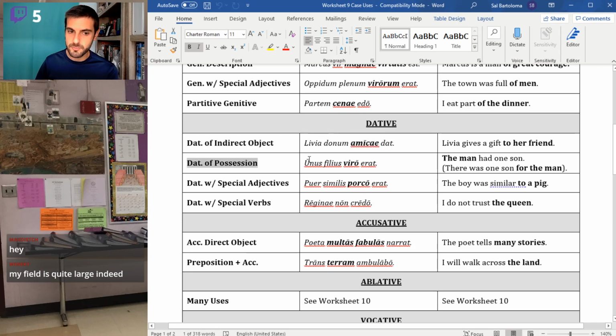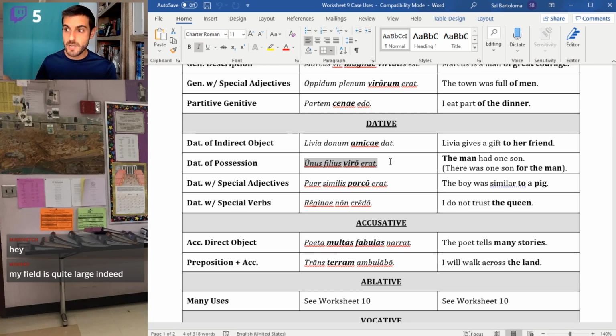Possession: this one's a little funky. This is a weird way that Latin does things. So, unus filius erat viro, there was one son for the man. Really, the better way to say that in English is the man had one son. So this is the kind of situation where you have a form of est and somebody in the dative case. This is another way that you can show possession, and it doesn't translate so nicely into English.